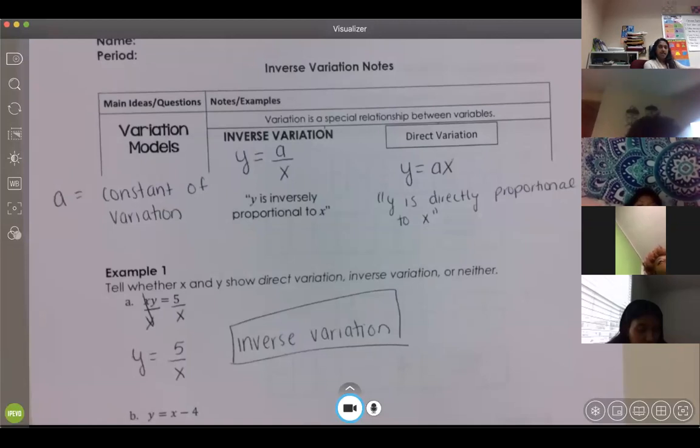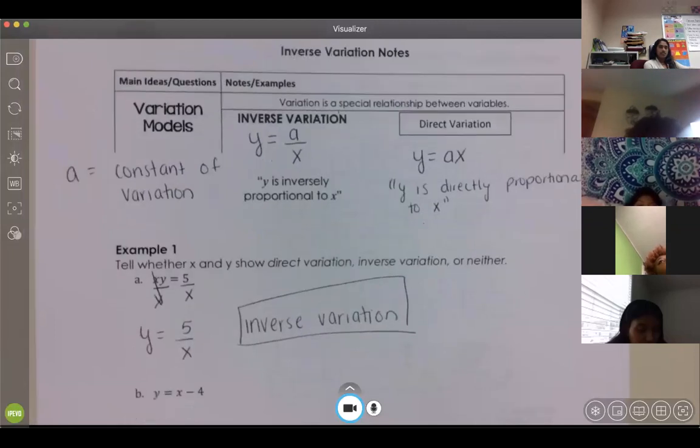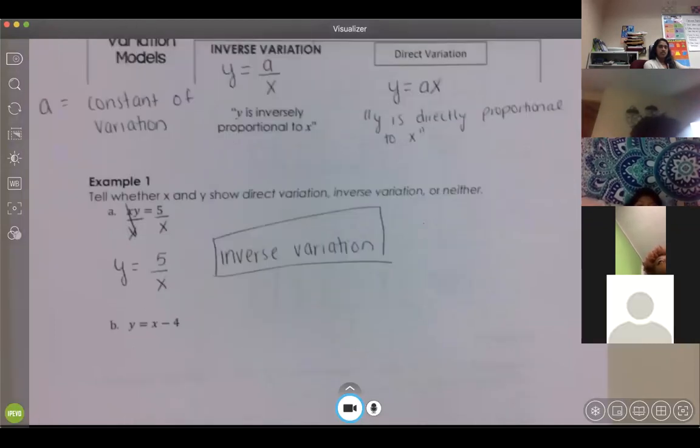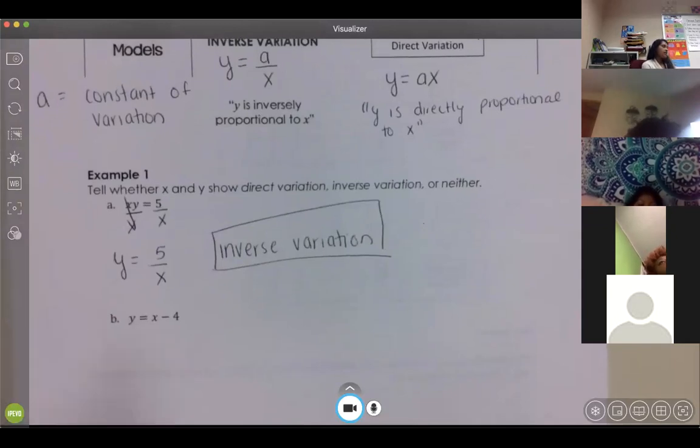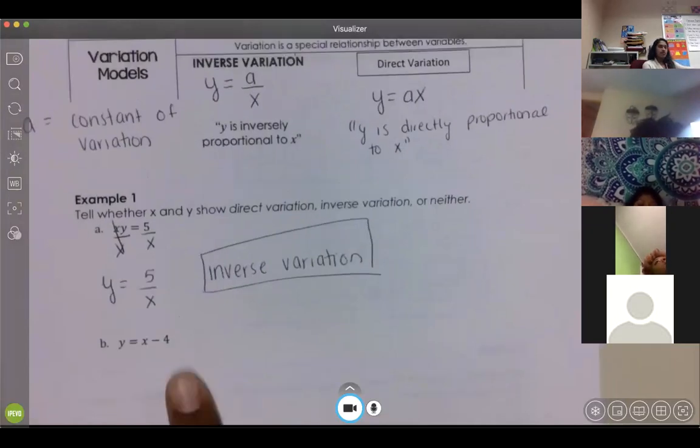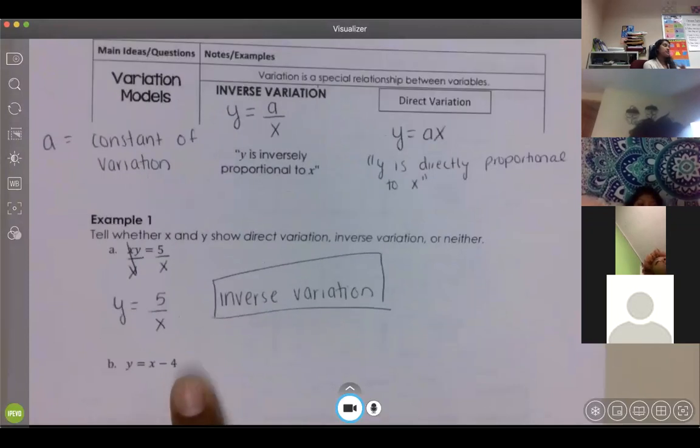All right, questions on A? All right, let's look at part B. Y is equal to x minus 4. First step, make sure y is by itself. It is. It's all by itself on one side of the equation, and then it's equal to x minus 4. Now we have to see, does this formula resemble inverse or direct? Or if it doesn't resemble either of those, it's going to be neither.